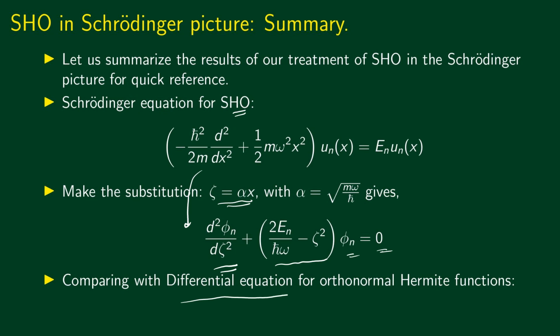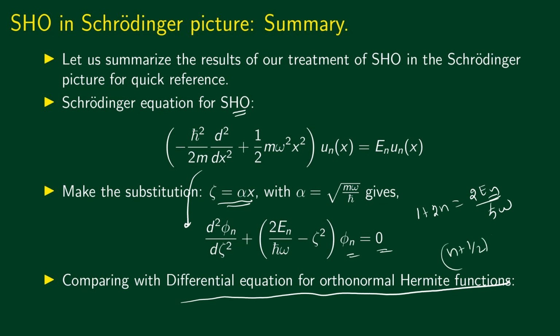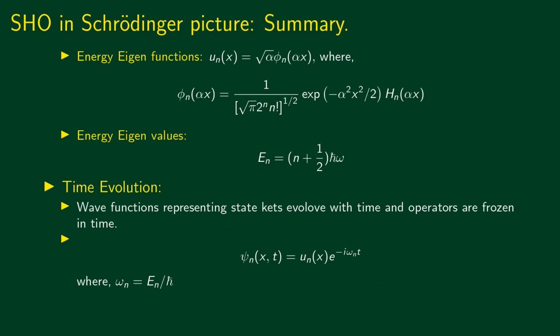Now we compare this with the differential equation for orthonormal Hermite functions, which we already know. By comparing, we see that the solutions to this equation are the orthonormal Hermite functions. This is exactly of the form of the differential equation for orthonormal Hermite functions if we identify 1 plus 2n is equal to 2En by h bar omega, which we did, and it gave us the energy eigenvalues, which are (n plus half) h bar omega. We got the energy eigenvalues, and the energy eigenfunctions are simply the orthonormal Hermite functions.